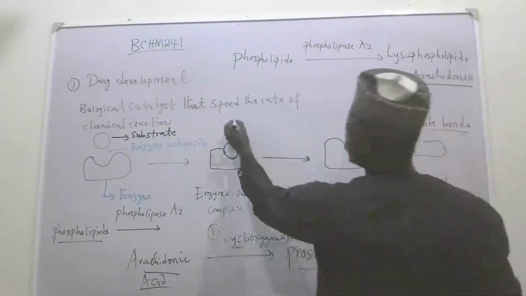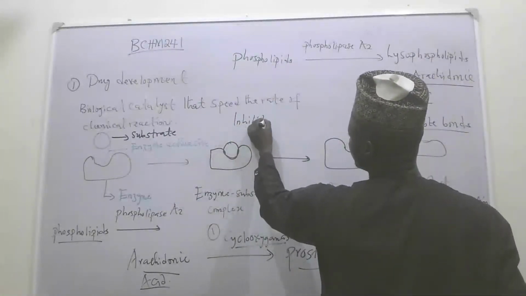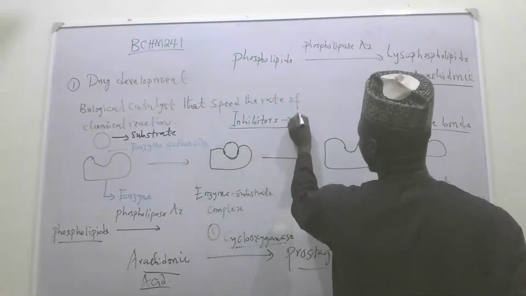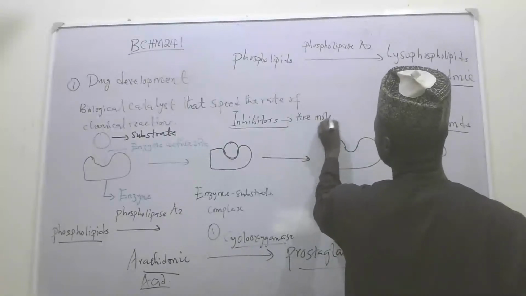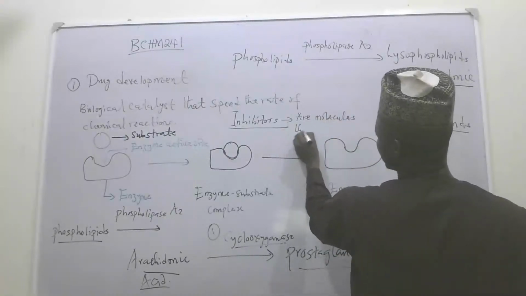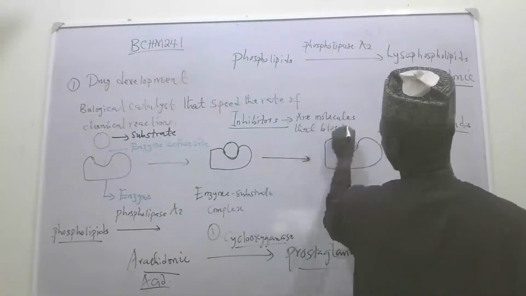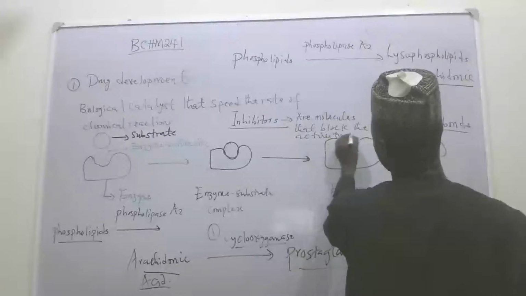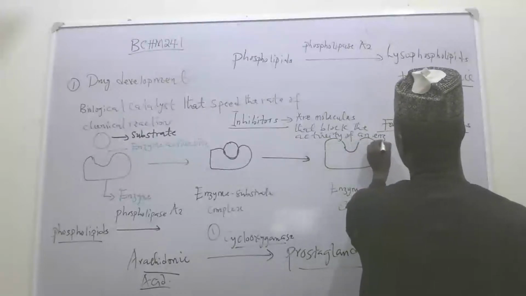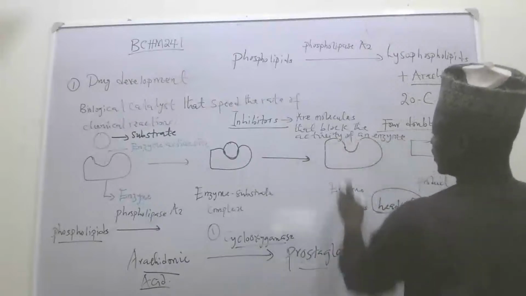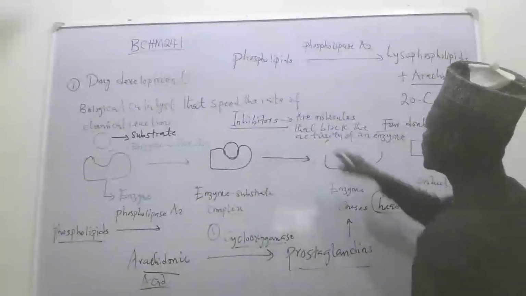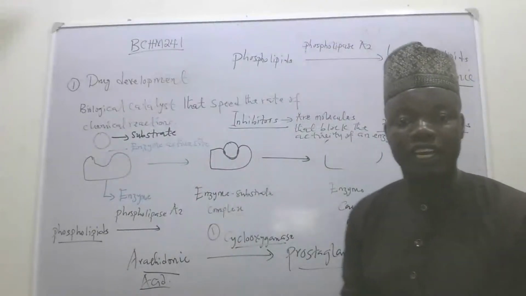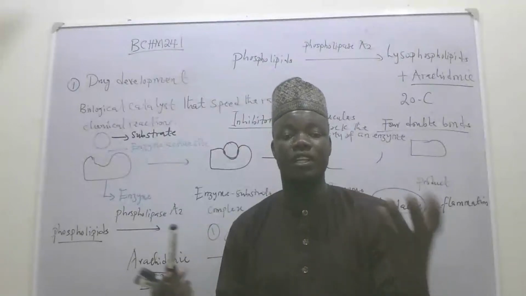So we have what we call inhibitors. What are inhibitors, ladies and gentlemen? Inhibitors are molecules that block the activity of an enzyme. Please, ladies and gentlemen, get it very well. What are inhibitors? They are molecules that block the activity of an enzyme. So it means that they are molecules that can stop the activity of a particular enzyme.